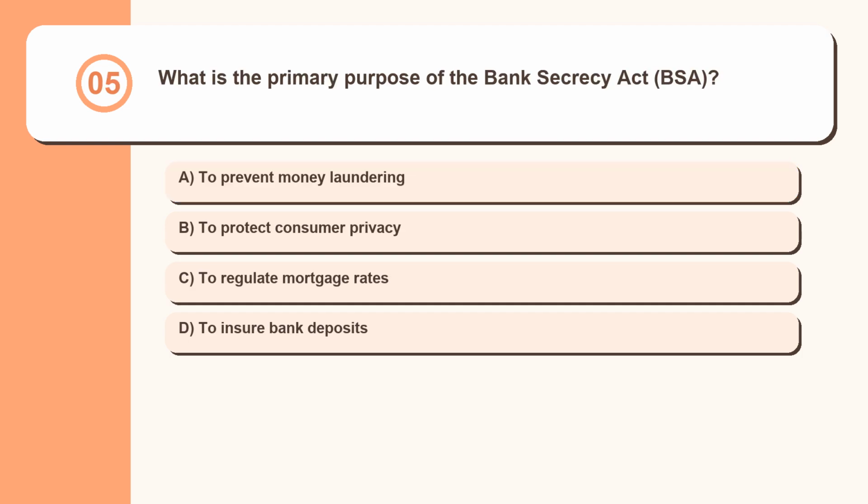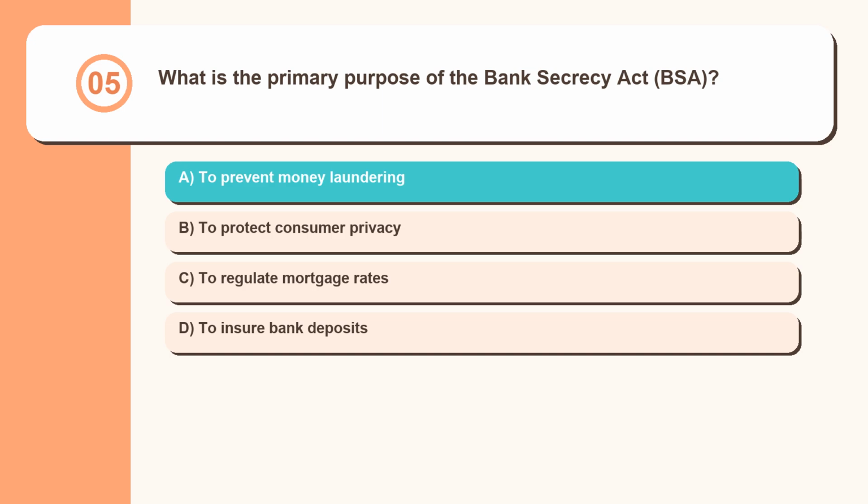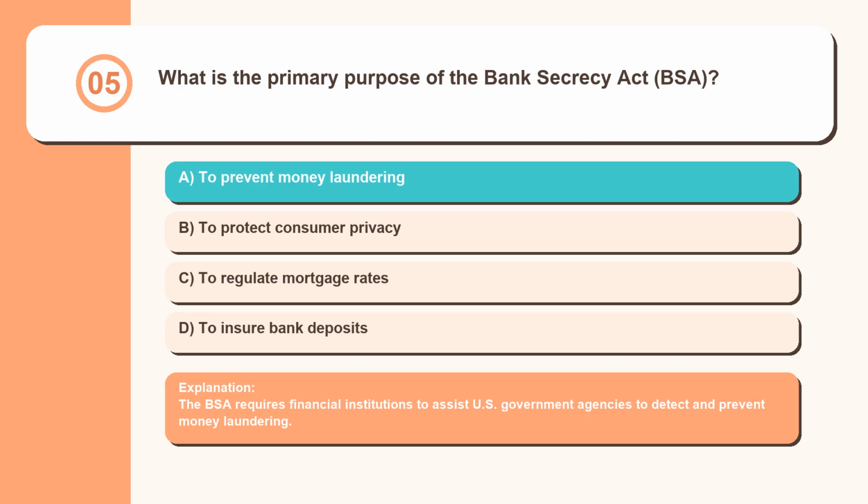Question 5. What is the primary purpose of the Bank Secrecy Act, BSA? To prevent money laundering, to protect consumer privacy, to regulate mortgage rates, to ensure bank deposits. The BSA requires financial institutions to assist U.S. government agencies to detect and prevent money laundering.